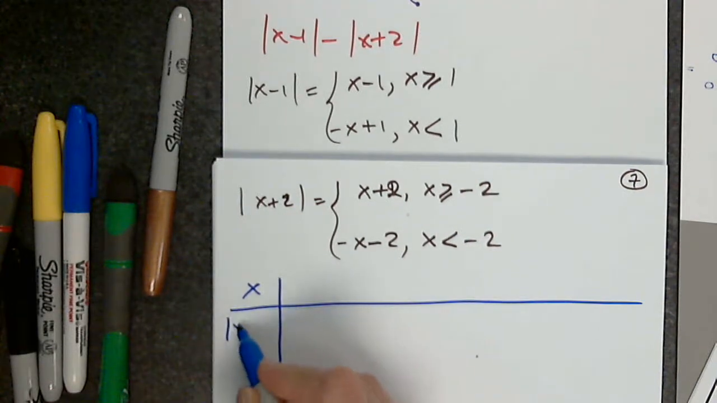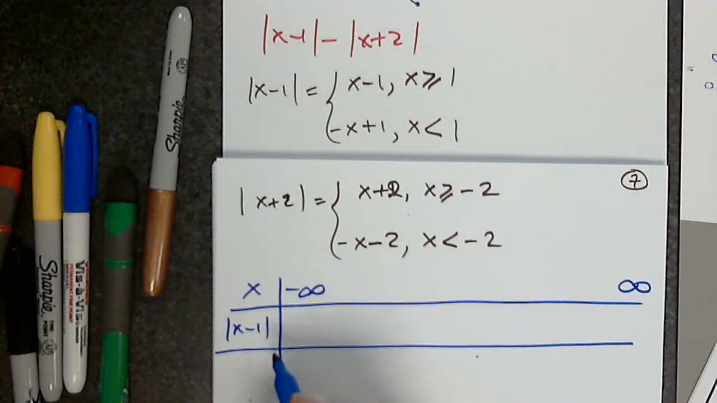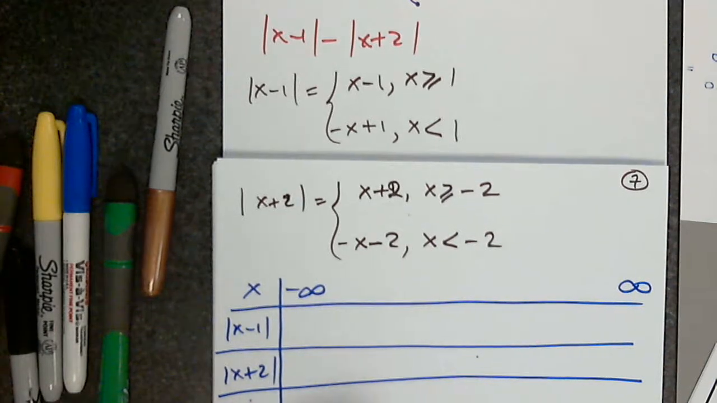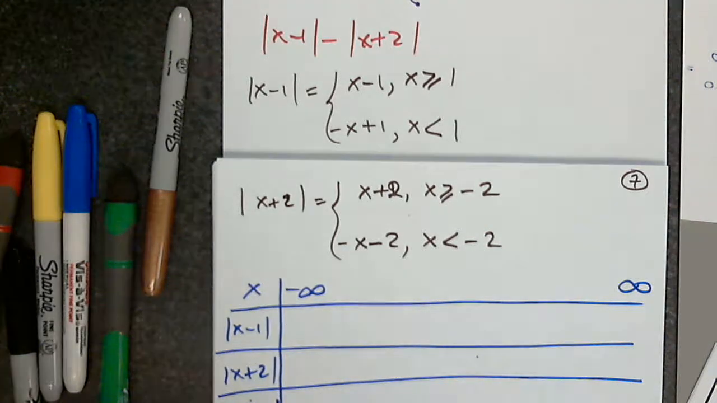So we have x minus 1 in absolute value. Of course, x has to be at the top between negative infinity and infinity. And x plus 2. And what is the third row? Or if you want the fourth. The original problem. Yes, the original problem. Very good. The absolute value of x minus 1 minus the absolute value of x plus 2. Perfect. What numbers do we need in the chart? That's it. And they have to be in ascending order.